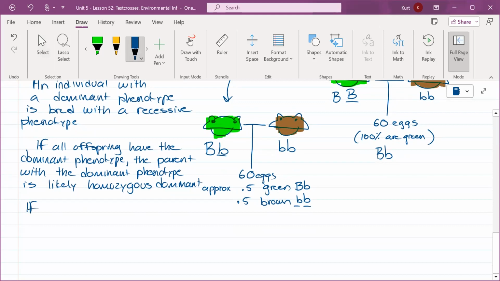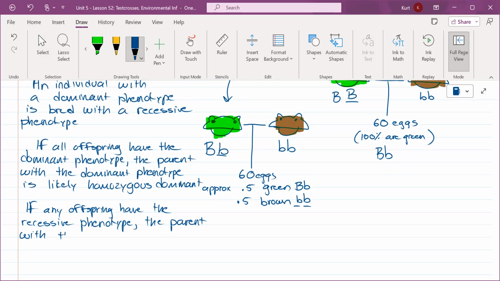So what Ella said holds true. If any offspring have the recessive phenotype, even if it's 1, the parent with the dominant phenotype is heterozygous.